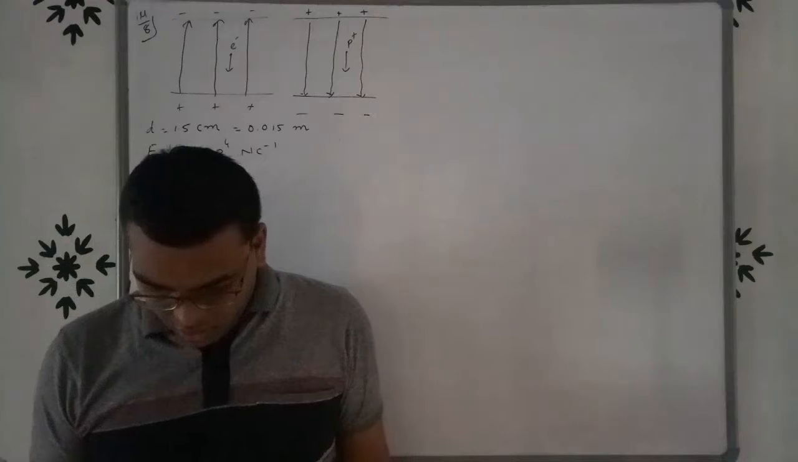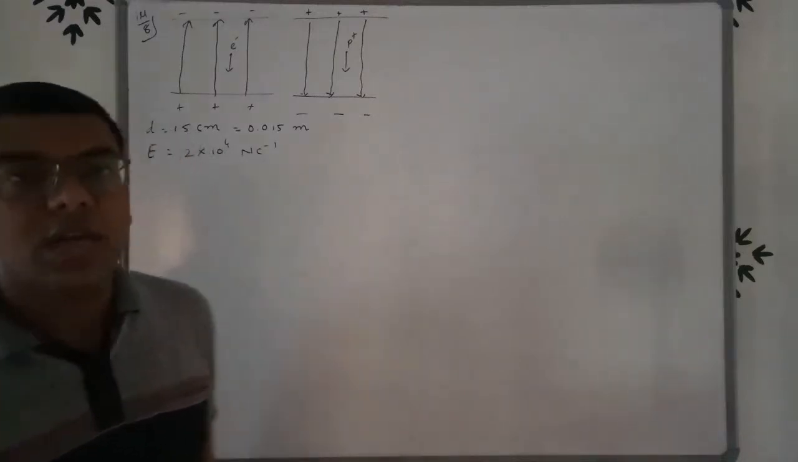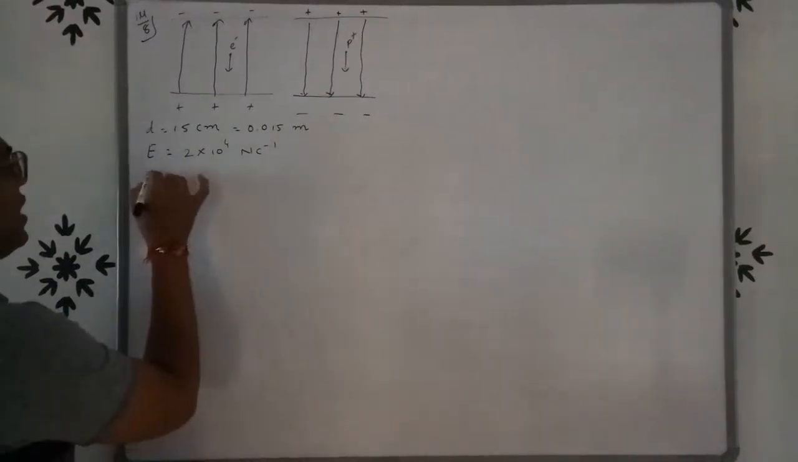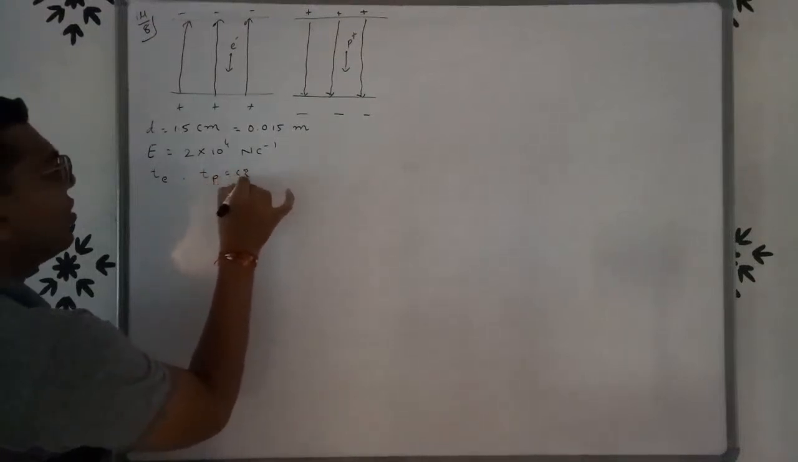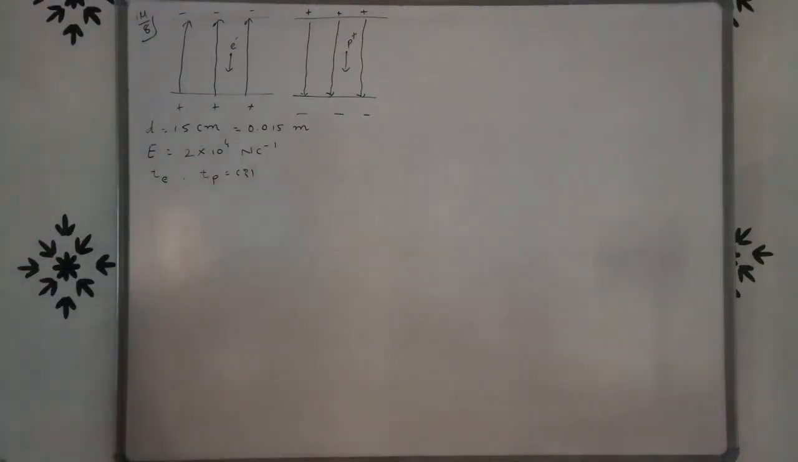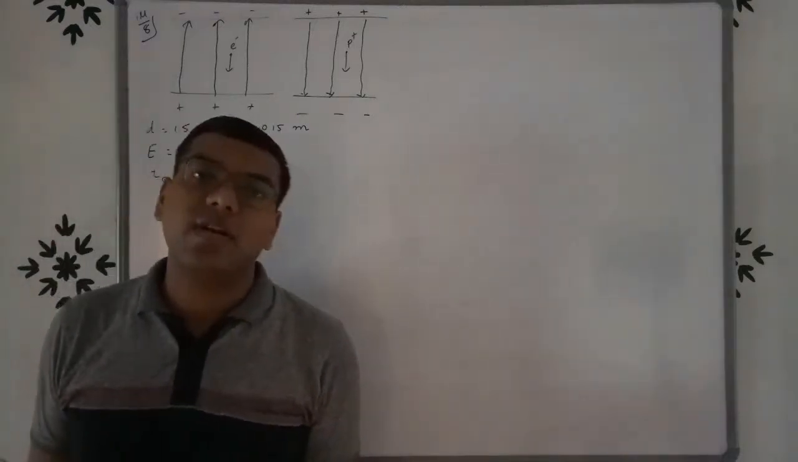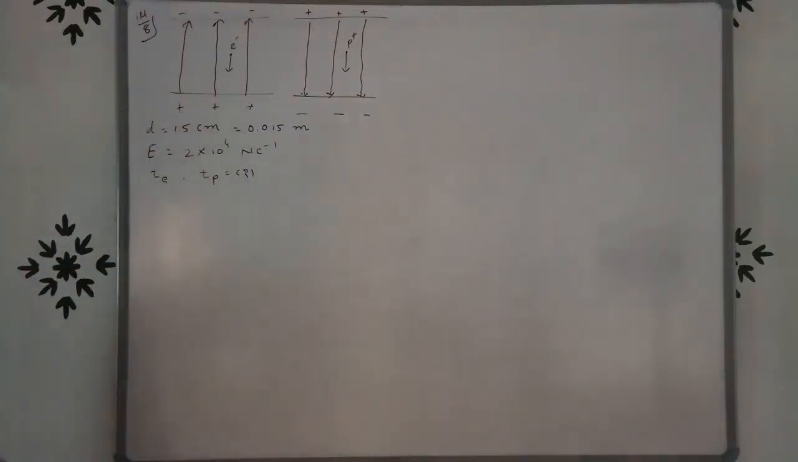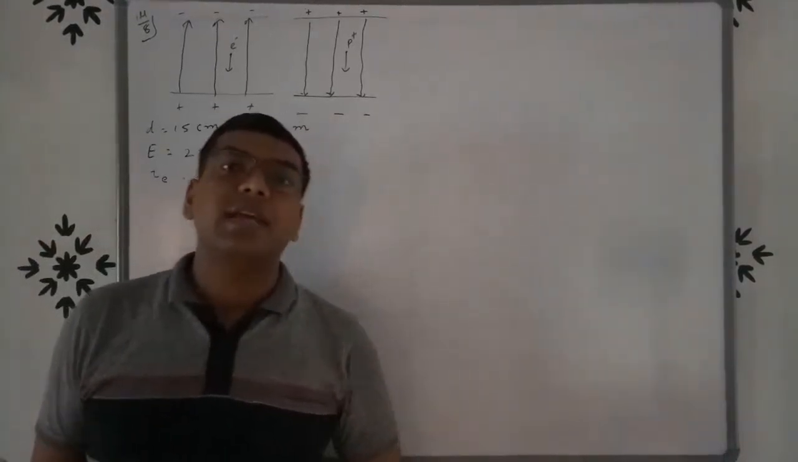Now, compute the time of fall in each case. So here we have to find out the time of fall in each case, the time for electron and time for proton. So we have to find out TE, that means time of fall for electron, and TP, time of fall for proton. Now, first of all, we know the distance and we have to find out the time.